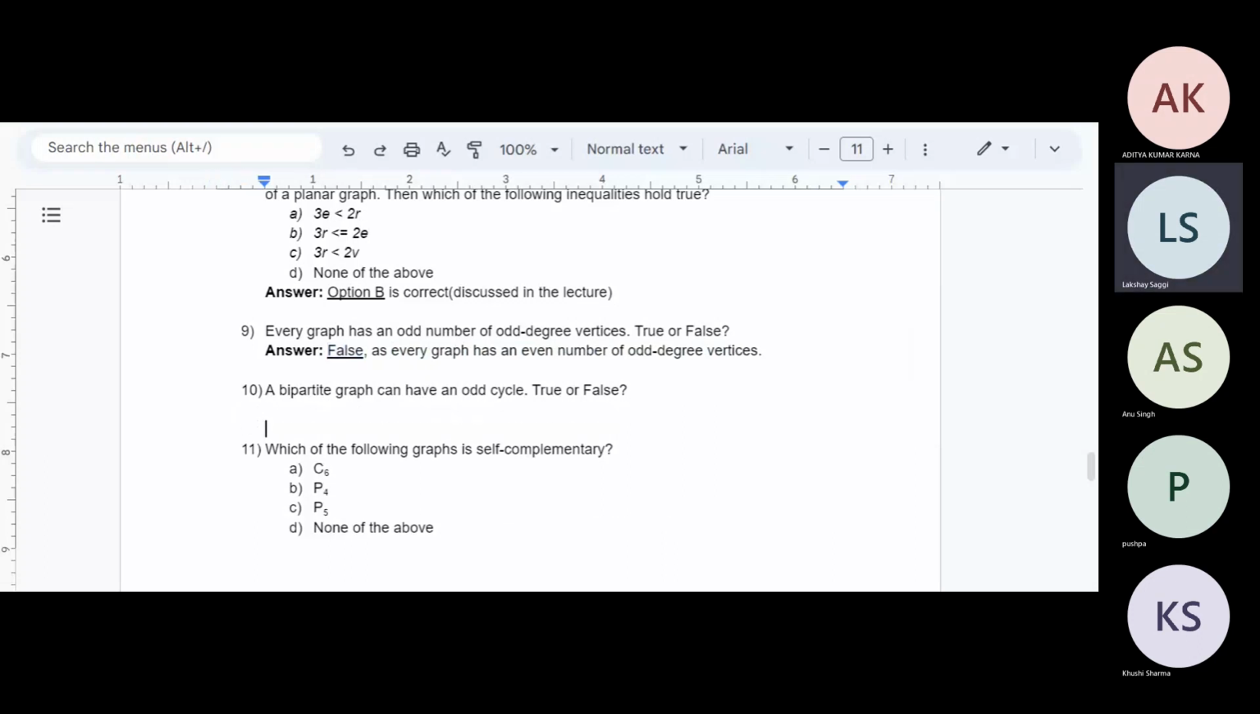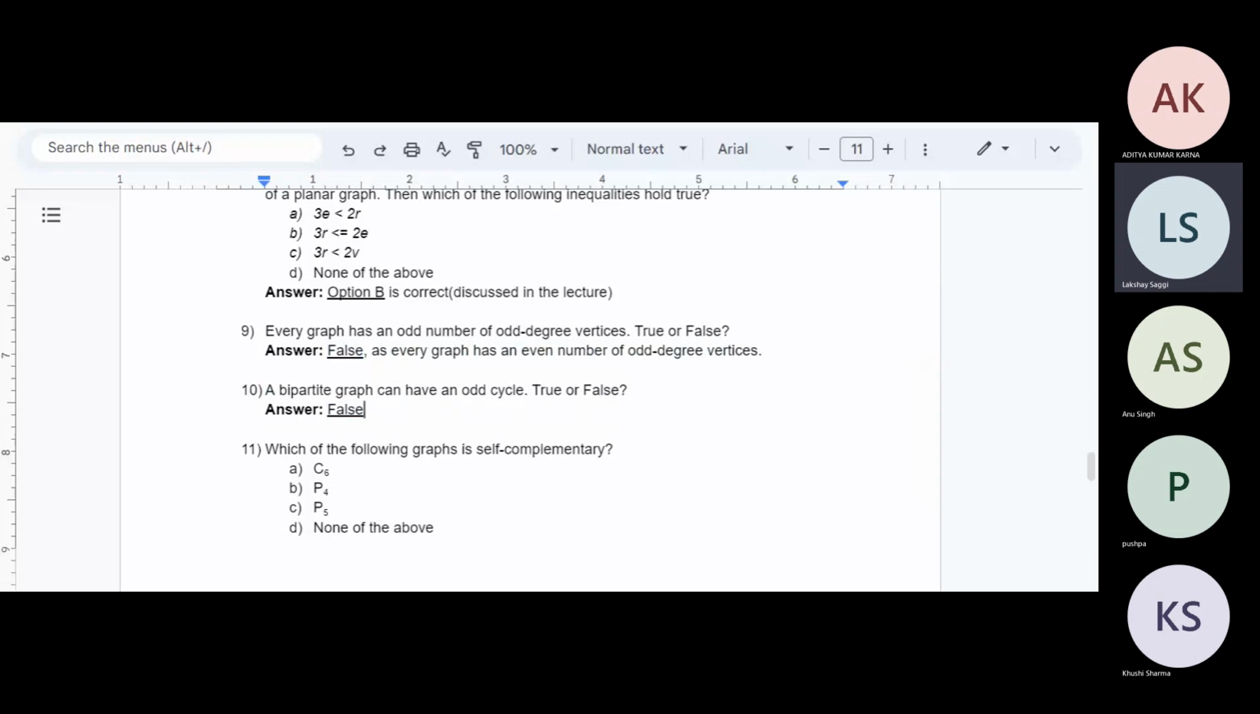Okay. Another true false question. This is maybe a bit interesting. A bipartite graph can have an odd cycle. Is this true or is it false? So yeah, again Aditya has answered that this statement is false. Aditya, these true false questions are straightforward, just to remind you about the content of the lecture. So this statement is false.